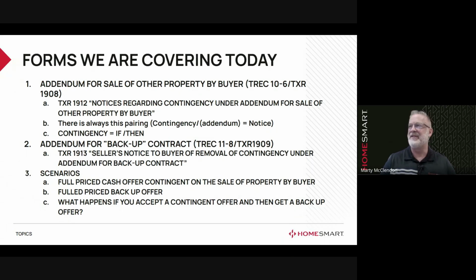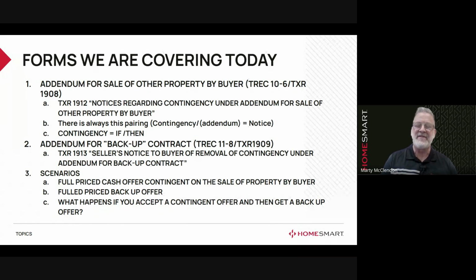And I love this part of it. Our main form, we're doing the addendum for sale of other property by buyer, which is both a TREC form and a Texas Realtors form. So it's a TXR 1908. And the subsequent notice that goes with it is the 1912. So it's the notice regarding the contingency under the addendum for sale of other property by buyer.